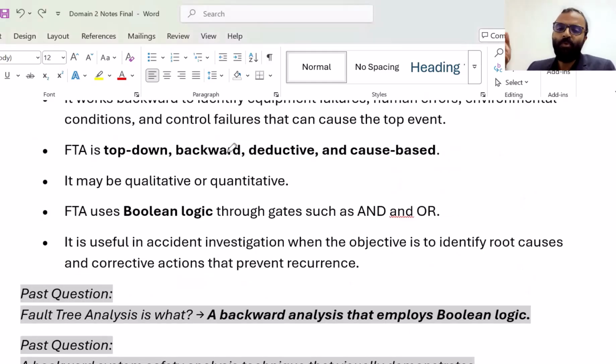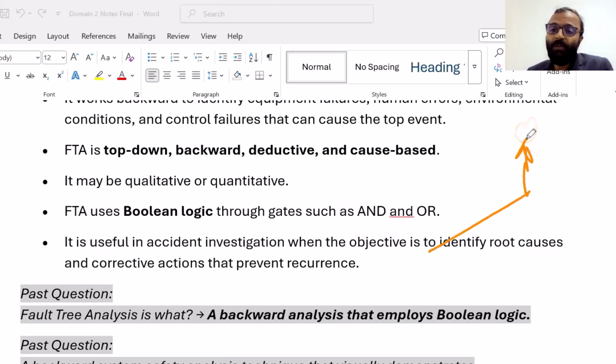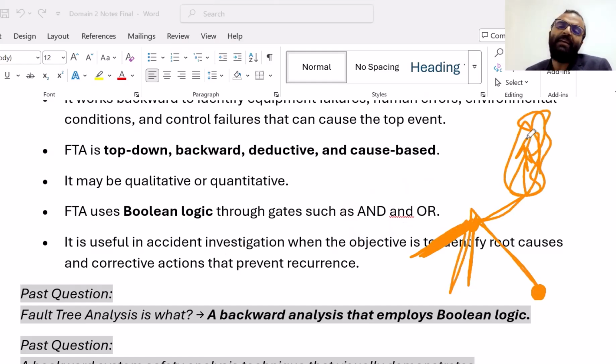Now, fault tree analysis uses Boolean logic. This is also a question. Boolean logic means there is an AND gate and an OR gate. It uses Boolean logic to understand the top event. For example, the top event is a fire accident. The fire accident happened because petrol was there, oxygen was there, and a spark came from a cigarette. All these three factors caused the accident.